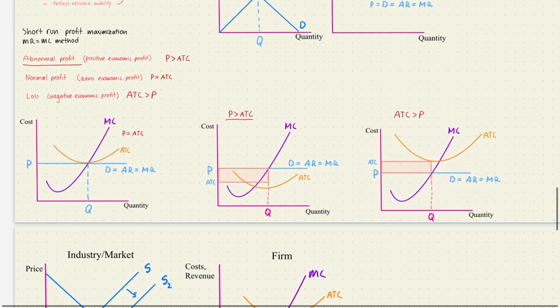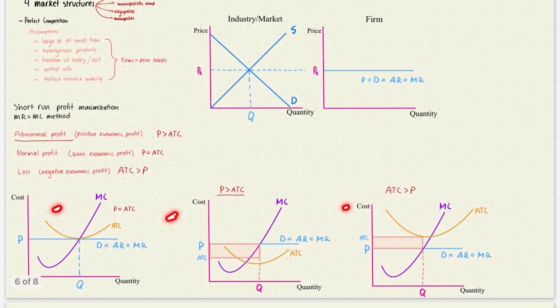Again, this is the review. These are the three diagrams that you need to understand. And please note that the only thing that's different in each one of these diagrams is where the average total cost line is placed. Again, MC, MR and ATC, very important to note.